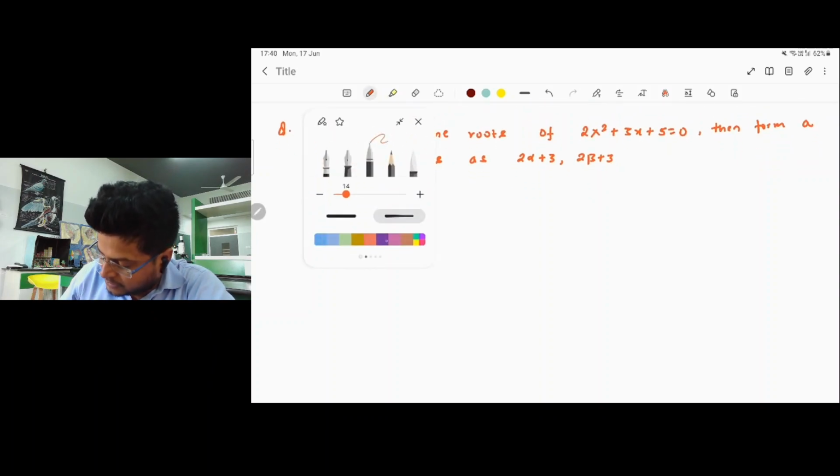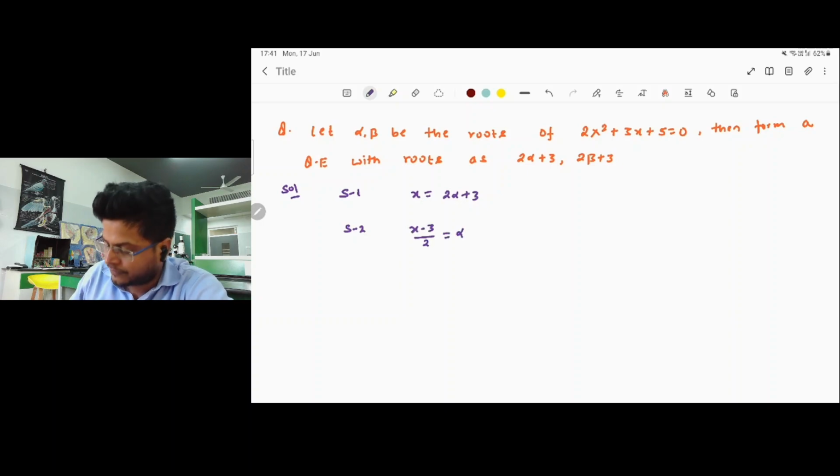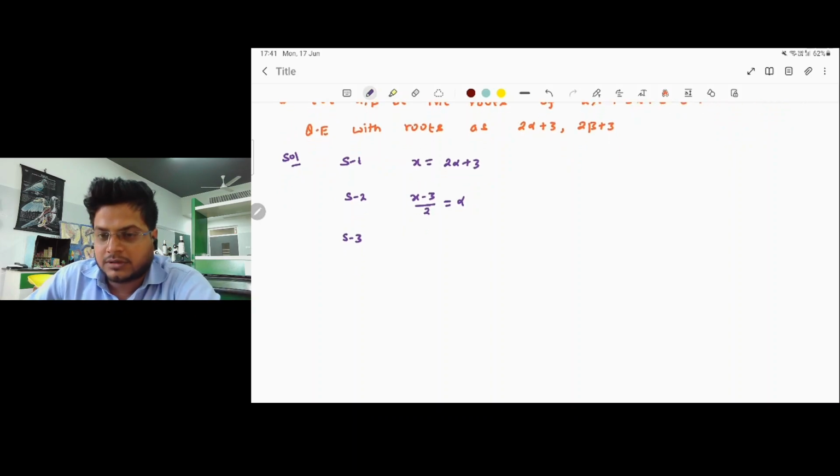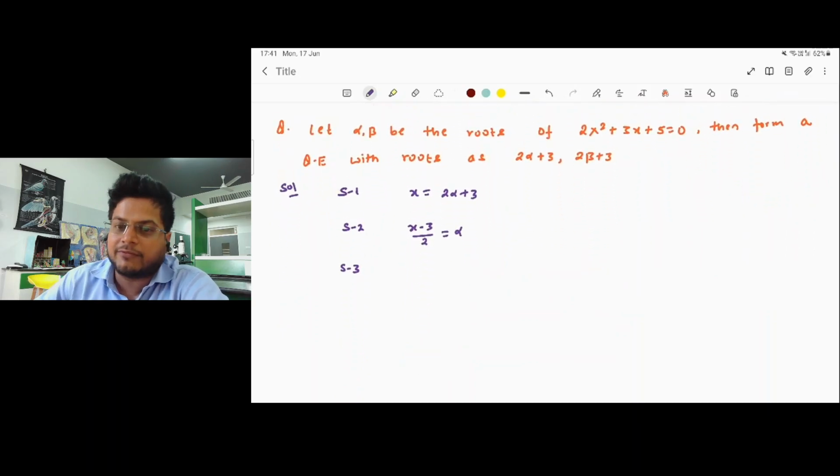So step number 1 is the solution. Step number 1, you assume that x equals 2 alpha plus 3. What is step number 2? Find alpha in terms of x. So what we got? (x minus 3) by 2 equals alpha. What is step number 3? Replace the x with this value, the one which we have got. So the value that we have got, (x minus 3) by 2, we can replace in the original equation.